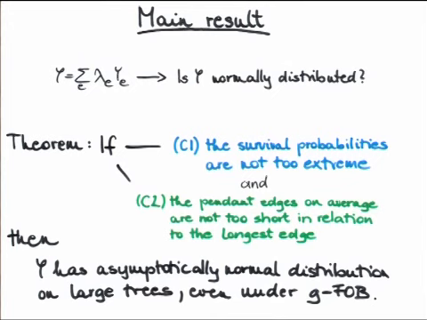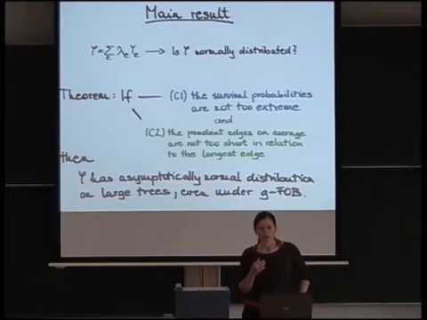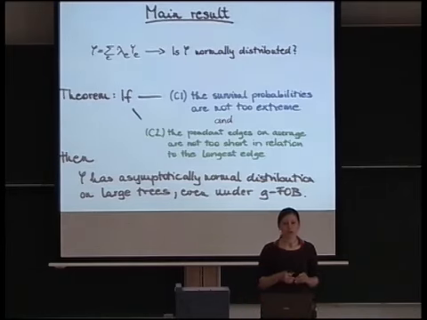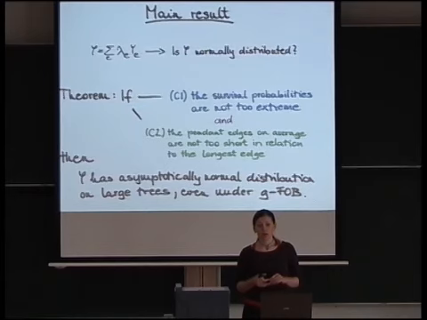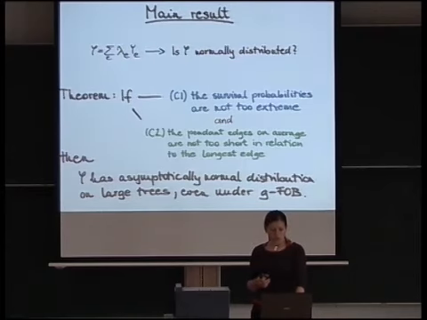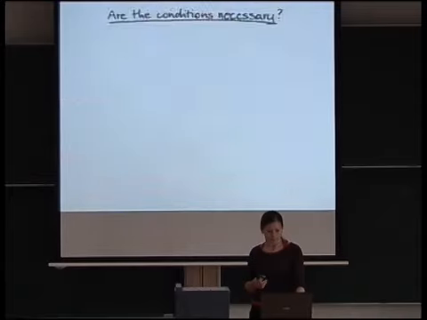The first condition is that the survivor probabilities are not too extreme. That is, most of them are neither arbitrarily close to 0 nor arbitrarily close to 1. And the second condition is that the pendant edges on average are not too short in relation to the largest edge length in the tree. Pendant edges are edges that are incident with a leaf. Of course, these conditions can be formulated in a mathematically precise way.